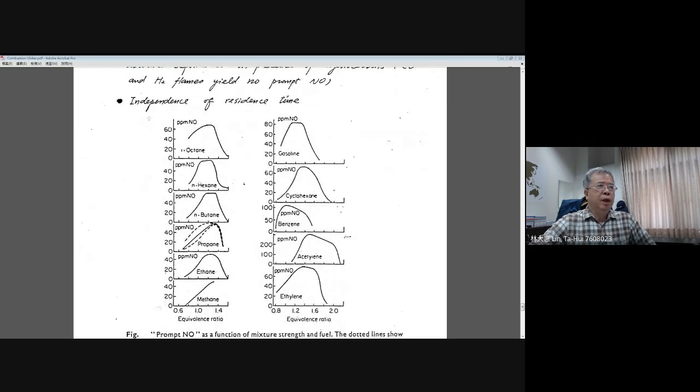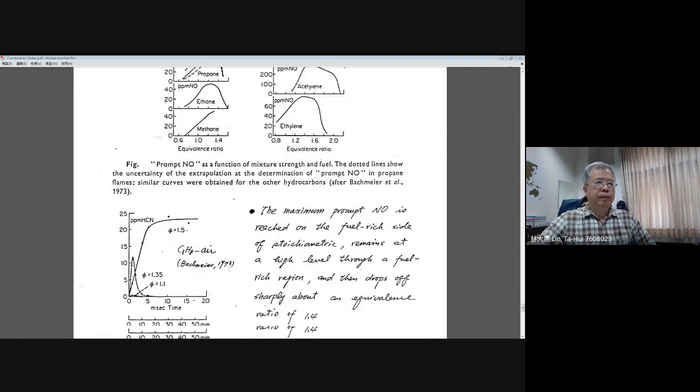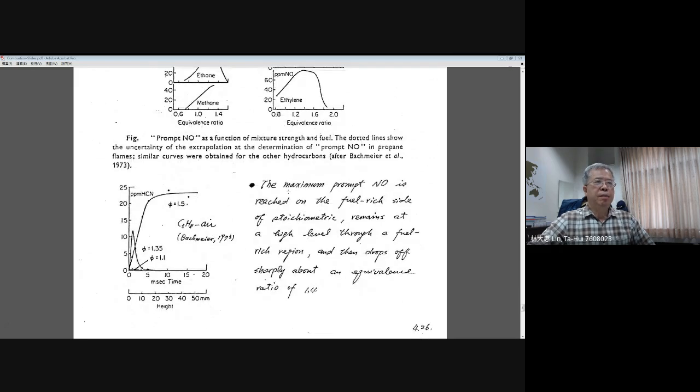Okay, and from the calculation, we find they are independent of the residence time, and all the formation of prompt NO occurs in the fuel side for different kinds of fuel. You can see there is one for equivalence ratio. Most of the fuels have a certain amount of prompt NO occurring in the rich sides. Okay. Here, they conclude the maximum prompt NO is reached on the fuel-rich side of stoichiometry, remains at a high level through a fuel-rich region, then drops sharply after an equivalence ratio of 1.4.